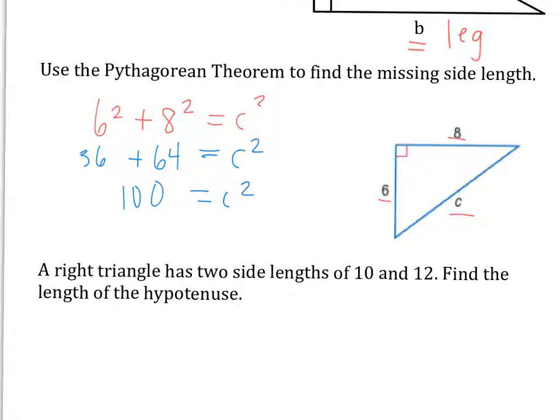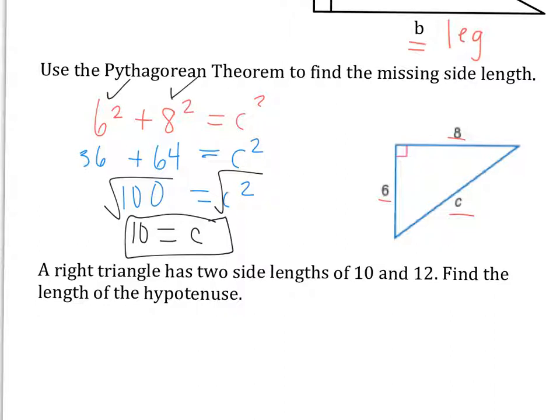And now I have to undo something being squared. I want to undo the c being squared, and to undo something being squared, you take the square root. So the square root of 100 is 10. So c equals 10. And we could plug this back into our calculator and make sure that 6 squared, so 36, plus 8 squared is 64, equals 100, and the square root of 100 is 10. So we know we have that right. Let's look at the next example.